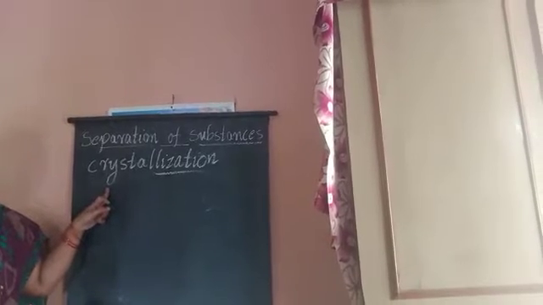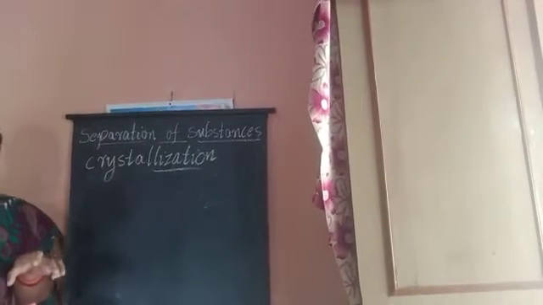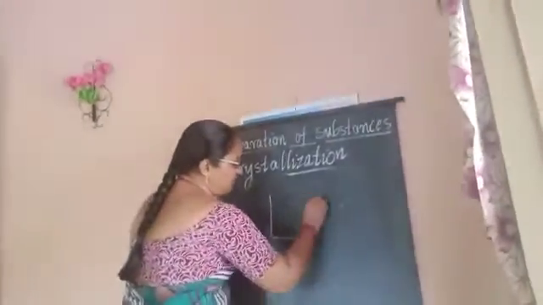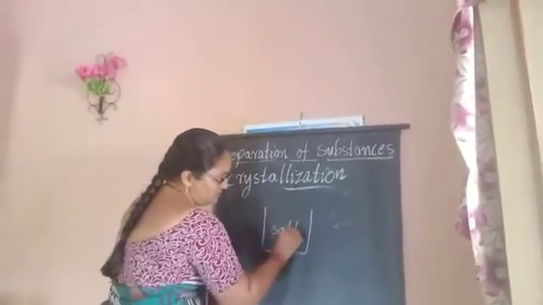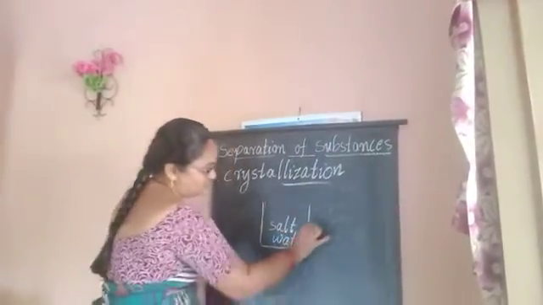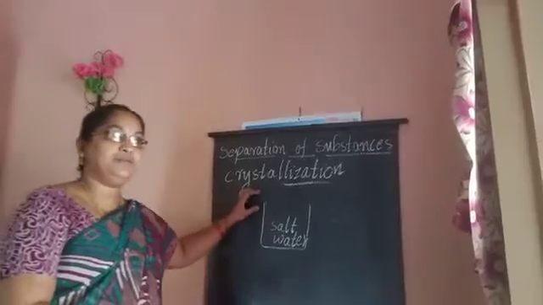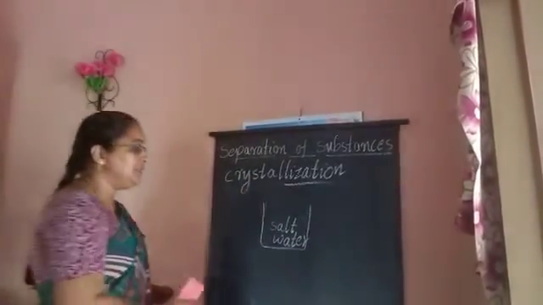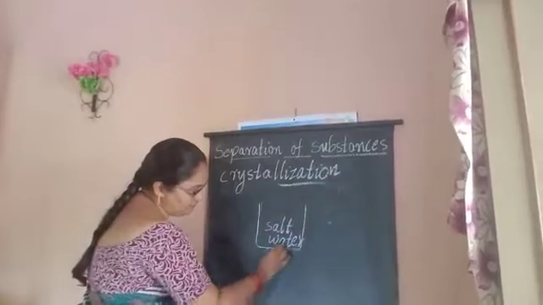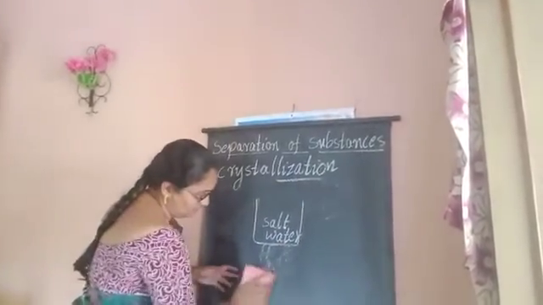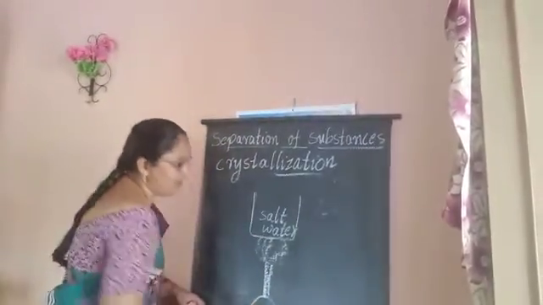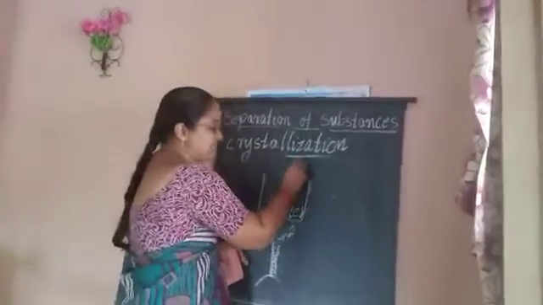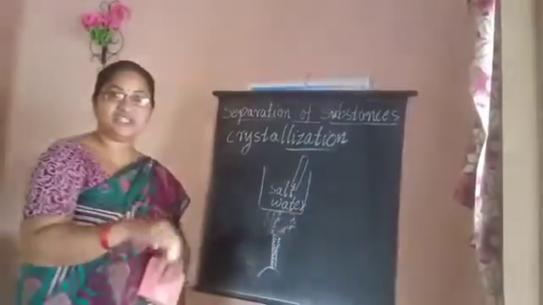The crystallization method is used to separate the dissolved substance in the water. What is this method? Take a beaker, and take in it a mixture of salt and water. Heat it by using the burner, and while heating, stir it with the glass rod.